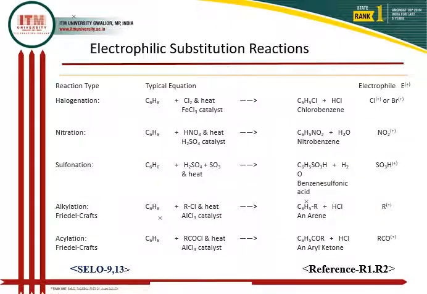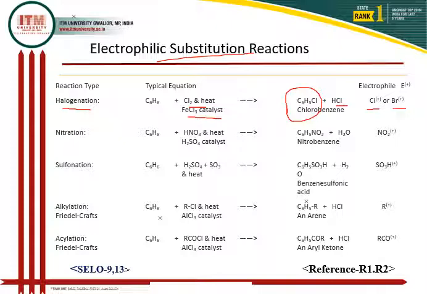So many electrophilic substitution reactions are there for the aromatic hydrocarbons. Let's see, the first electrophilic substitution reaction is halogenation, where the electrophile is the chloride ion and the bromide ion. So it undergoes halogenation with chlorine or bromine in the presence of the catalyst ferric chloride, so we have chlorobenzene, bromobenzene, and hydrogen is replaced, giving HCl.